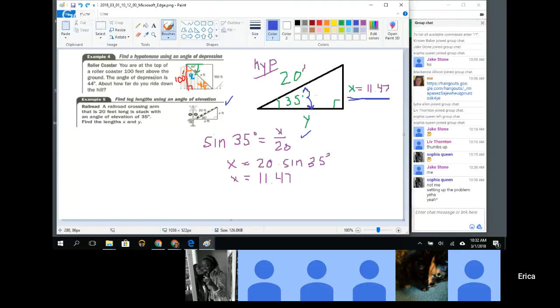Okay, so what I said is I have 35 degrees, I have an adjacent side, which is y, and I have a hypotenuse.